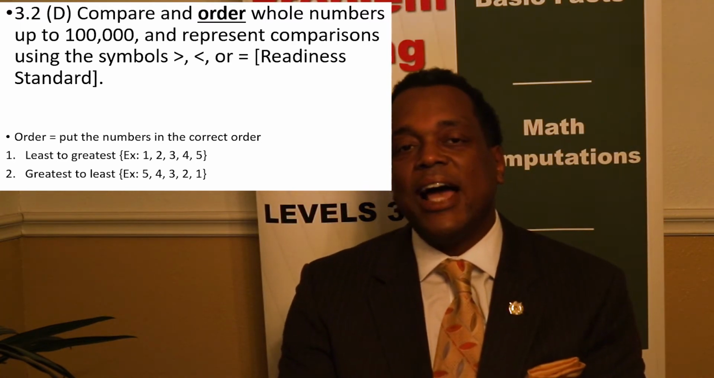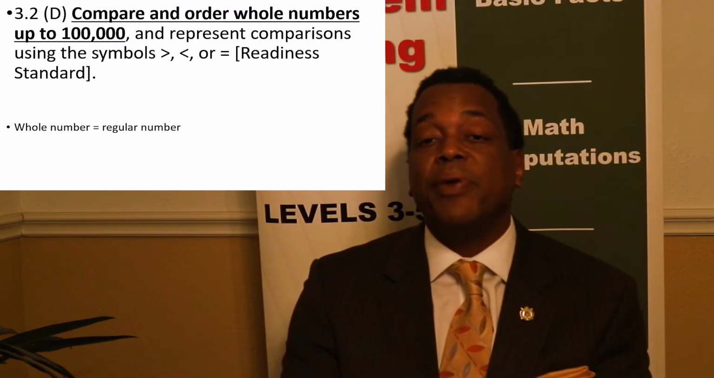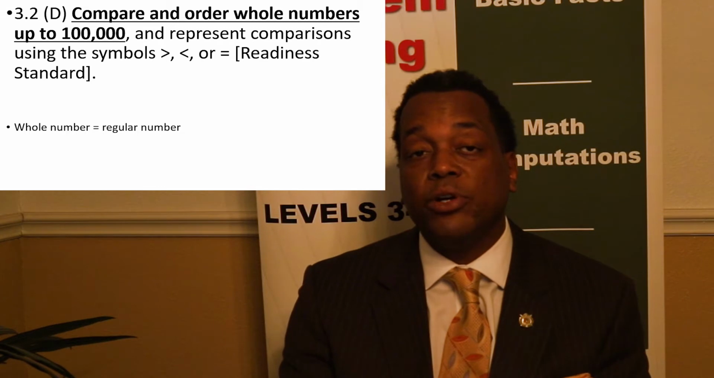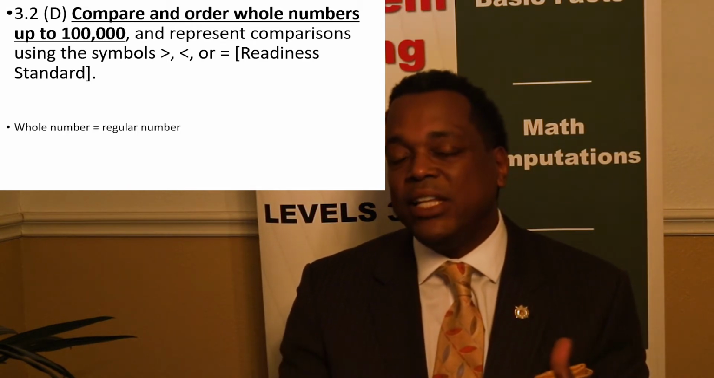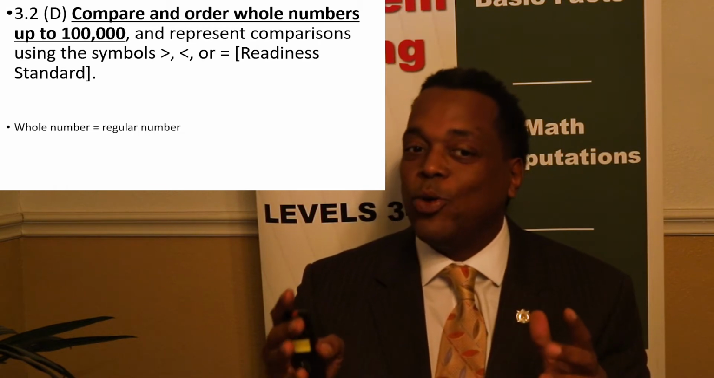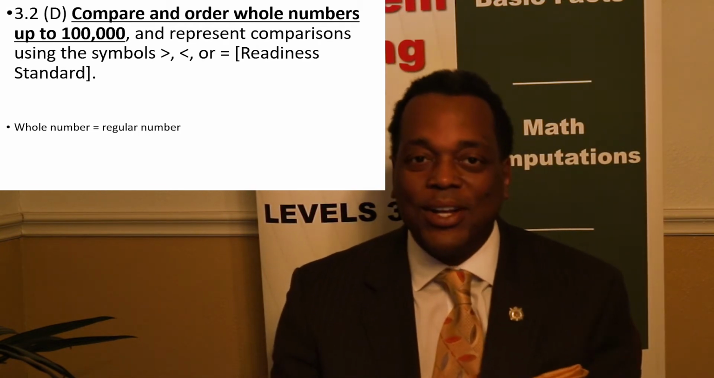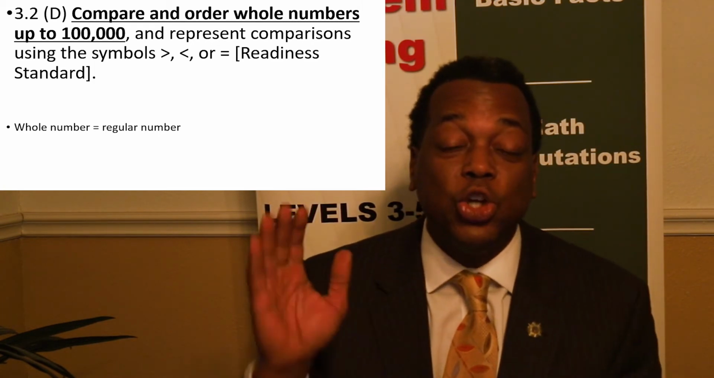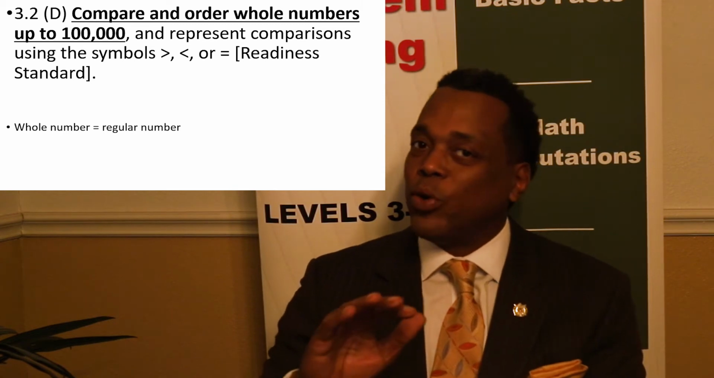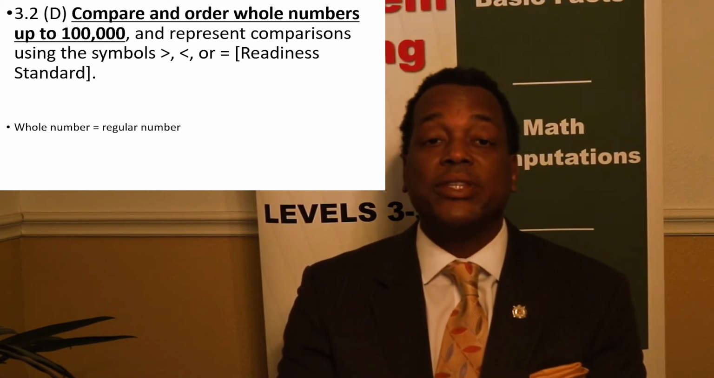Moving on to the next slide, let's focus on the first statement of the standard, which is to compare and order whole numbers up to 100,000. Now, I definitely want to make sure you understand what the word whole number means. A whole number is just a regular number. Again, 1, 2, 3, 4, 5, all the way up to 100,000, but we're not going past 100,000. It says up to 100,000.